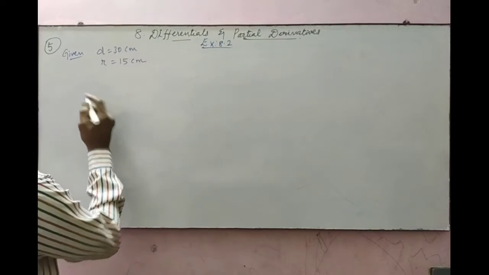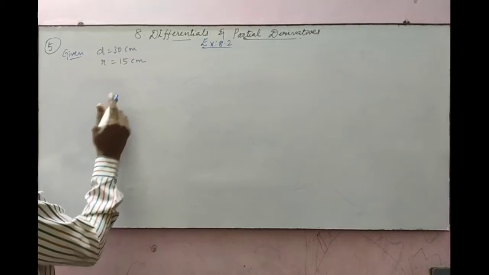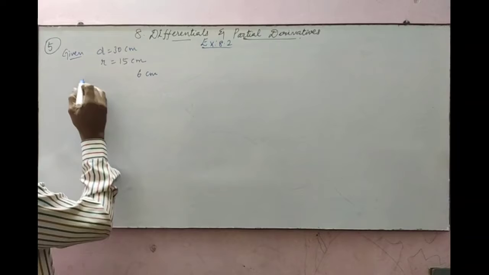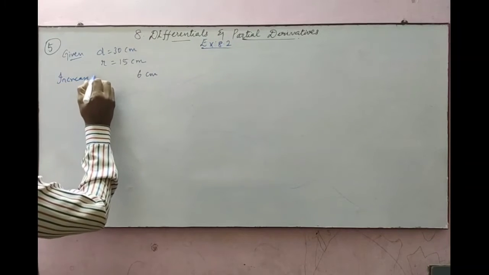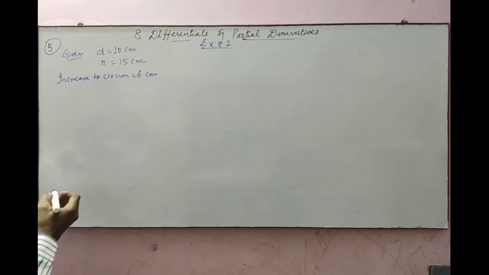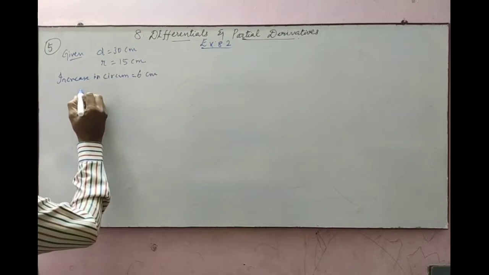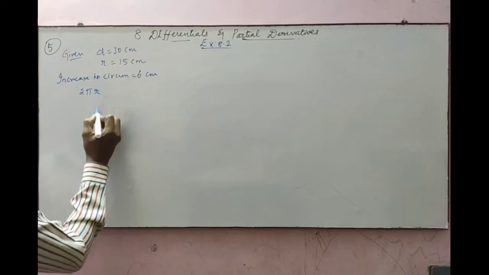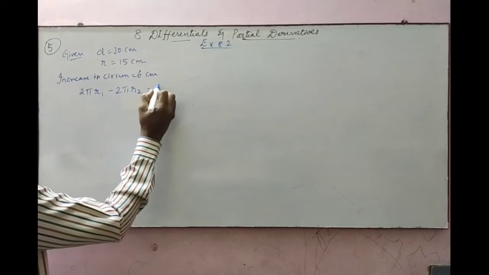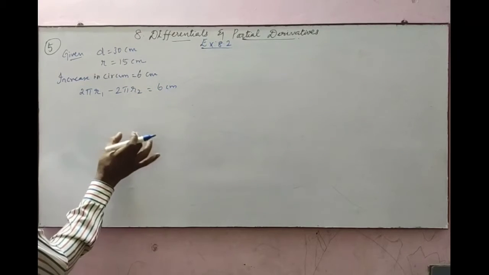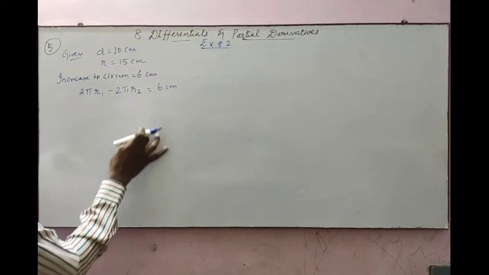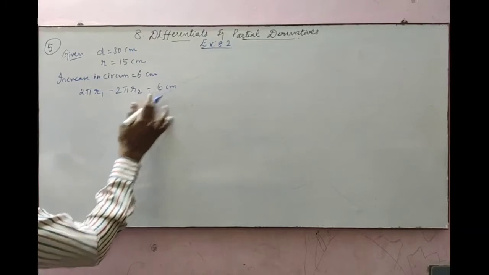Then one more thing is given: the circumference grew in a year by 6 cm. That means the increase in circumference is equal to 6 cm. How will you get this increase in circumference? The circumference formula is 2 pi r. So 2 pi r1 minus 2 pi r2 gives 6 centimeter. Within that one year the circumference has grown a bit bigger, so the difference is this 6 centimeter that they have given.